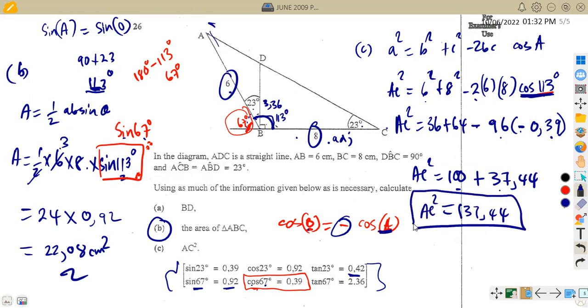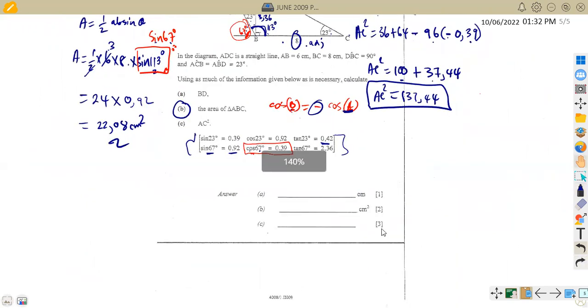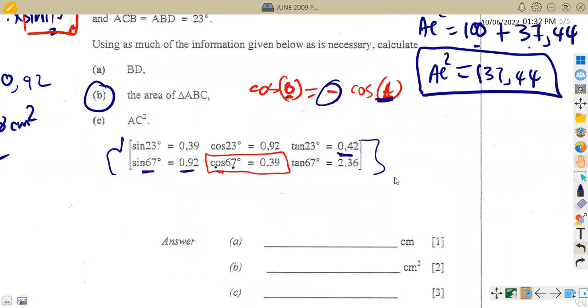Take note, the question is asking us to calculate AC squared, not AC. If it was AC, then you put the square root and leave your answer in surd form. But this one was just AC squared, so you leave it like that. Okay, so actually that was the last part of the question. As we can see here, it was about 6 marks. So this was the last question there.